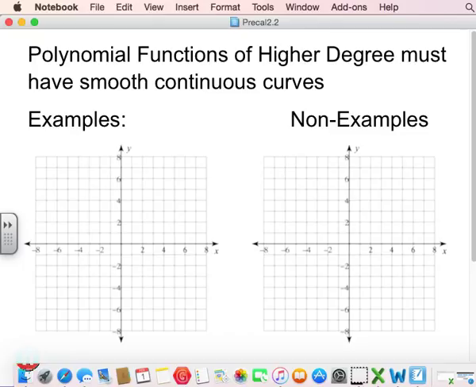So first, let's talk about polynomial functions of higher degrees. When you see their graph, a couple things they have to have are smooth, continuous curves. For example, this right here is obviously a continuous line. There's no breaks in it. An example of something that would not be a polynomial function would be something like this, one of our piecewise functions, that is not a polynomial function because it's not continuous.